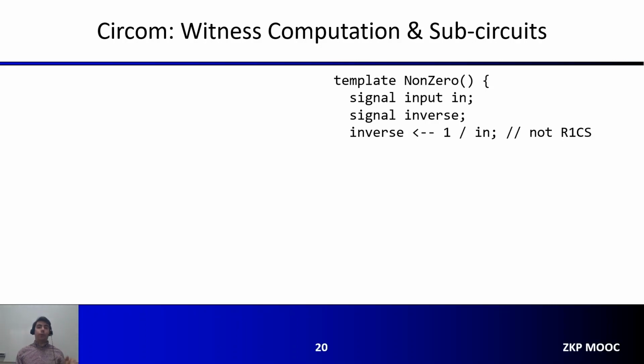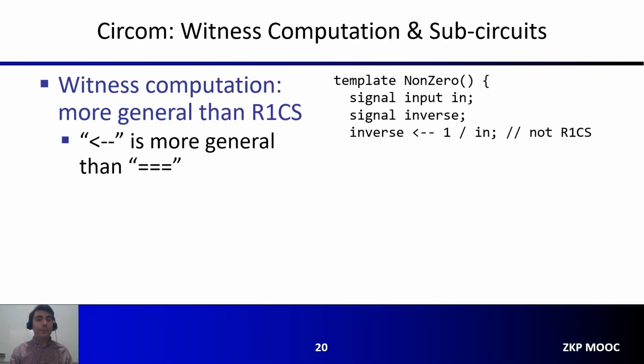And we can actually do that in Circom. So we can say, okay, we want a signal called inverse, and we want inverse to be equal to 1 divided by in. And when you look at that expression, 1 divided by in, one of the things that you should notice is that that is not a rank 1 constraint, right? Division has no place in rank 1 constraints. But the left arrow in Circom, the gets operation, is more general than rank 1 constraints. In fact, you can put pretty much any expression on the right-hand side of a gets operation, because the gets operation is just setting the value of inverse. It's not trying to create rank 1 constraints.